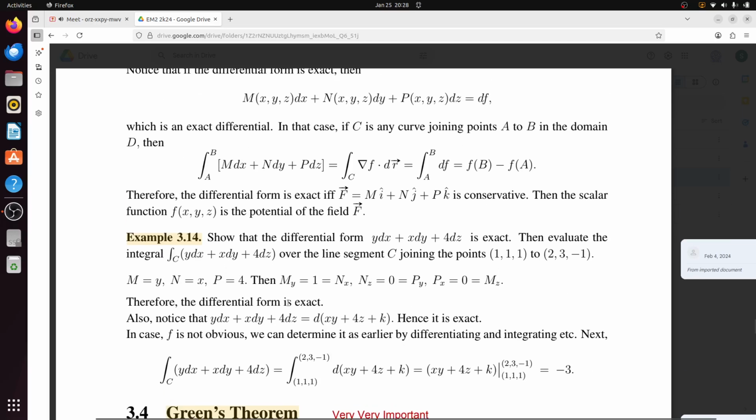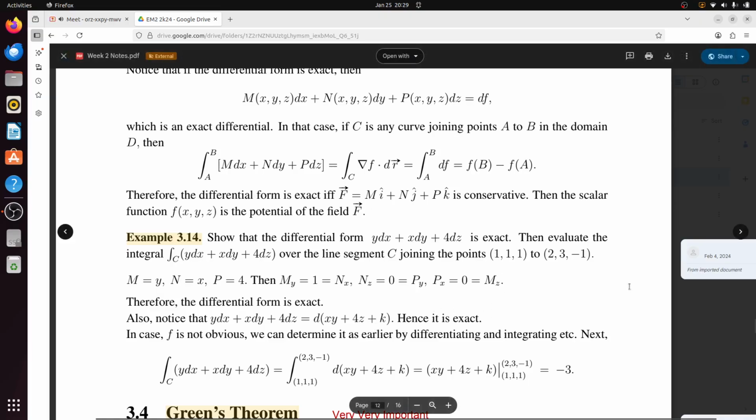So there is a problem here which I will discuss. So you need to show that the differential form y dx plus x dy plus 4 dz is exact. So what you need to show? So first of all, there exists some potential function. What will be that potential function? That potential function is nothing but xy plus 4z. And if you integrate this, you can write it as d of (xy plus 4z), and if you integrate it, you will get xy plus 4z plus k.